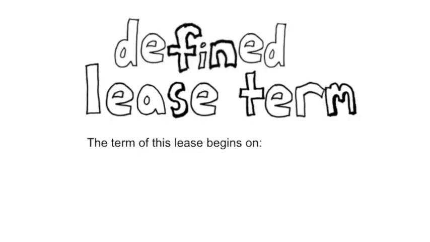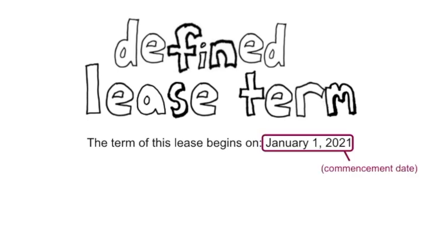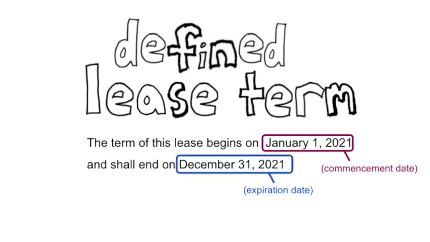First, define the lease term. Decide when the lease begins. This is your commencement date. Then, decide when the lease ends. This is your expiration date.